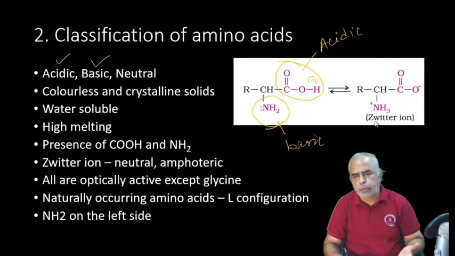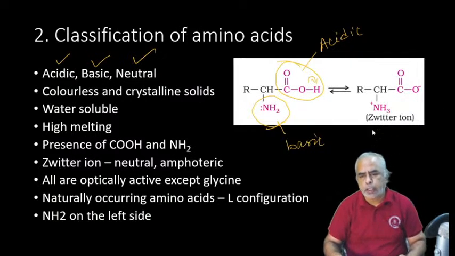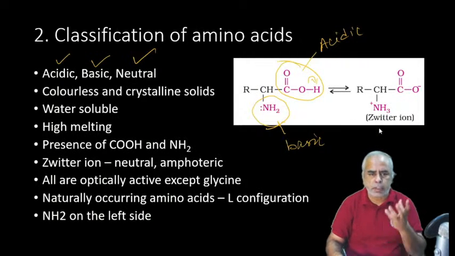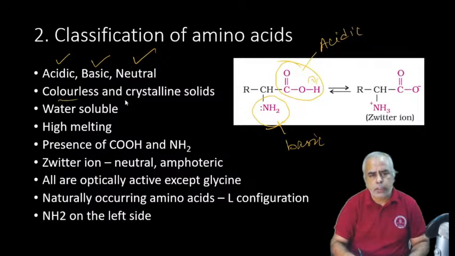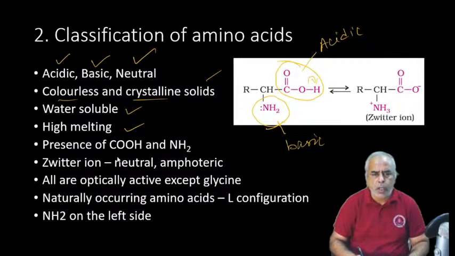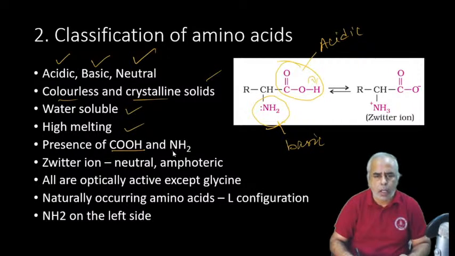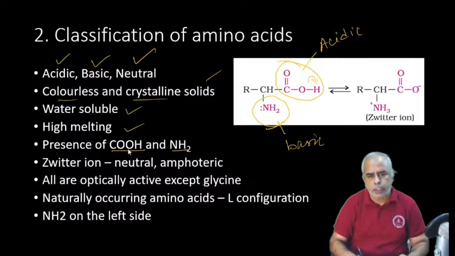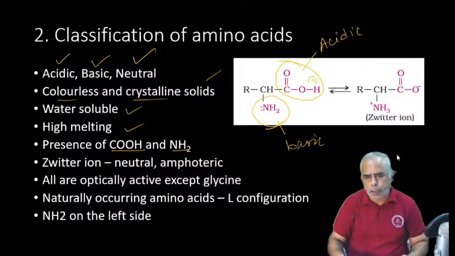So whether it should be called acid or base, in this case it is neutral, and that is why it is called Zwitter ion. So it is an ion that consists of both cation and anion in the same molecule. So generally amino acids are colorless, they are crystalline solids, they are water soluble, high melting, and as we already mentioned, it has COOH and amino group, carboxylic acid group as well as amino group. Zwitter ion is a very popular ion.